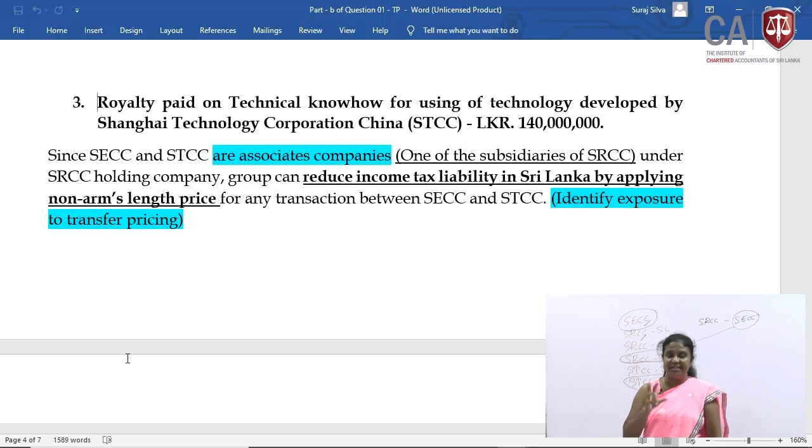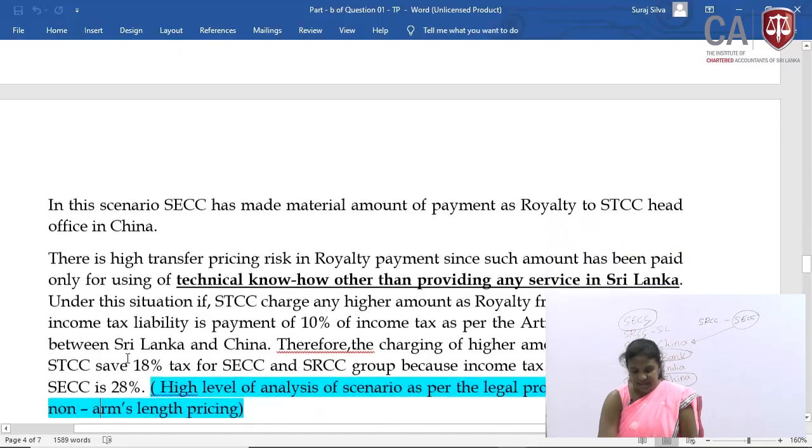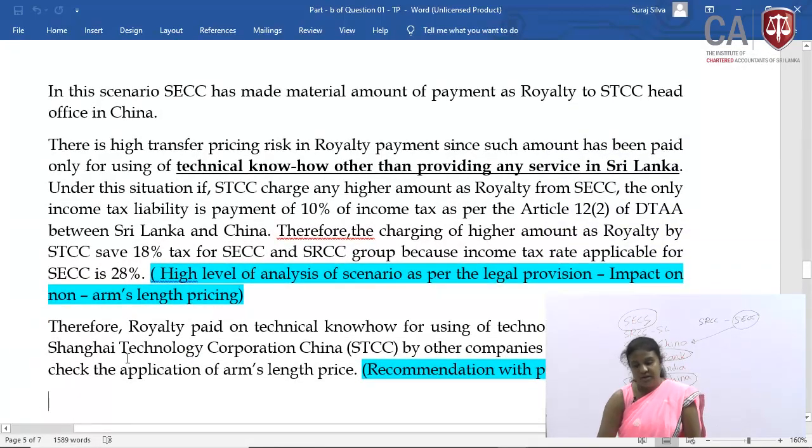Non-arm's length price. That sentence is a must. You must recognize due to associated person, they can apply non-arm's length pricing. Therefore, there is a transfer pricing risk for any transaction between SECC and STCC, that means identify exposure to transfer pricing. Then, in this scenario, see how we have analyzed the answer.